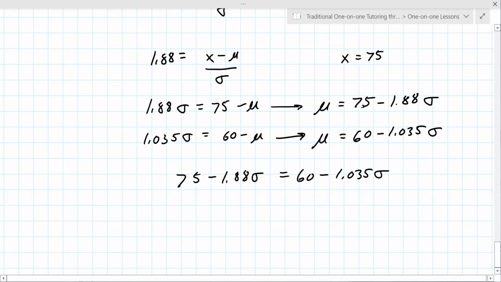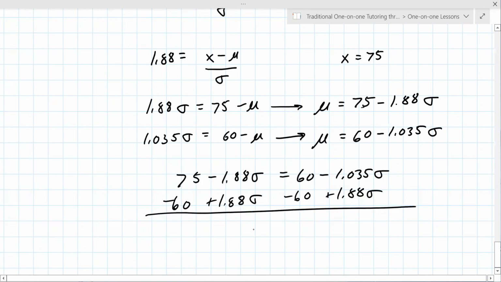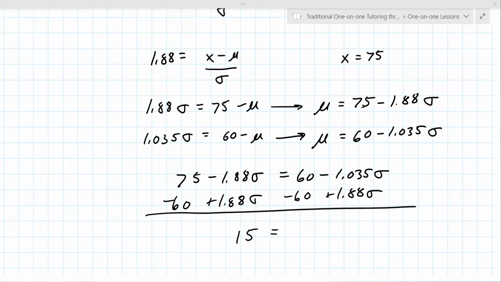And if you don't like mu and sigma and x, you can use different letters, but you are going to use them throughout the whole course. So there is value in right now trying to get comfortable with them. Subtract 60 from both sides, add 1.88 sigma. So on the left, you get 15. On the right, you're going to have some 0.84 sigma.